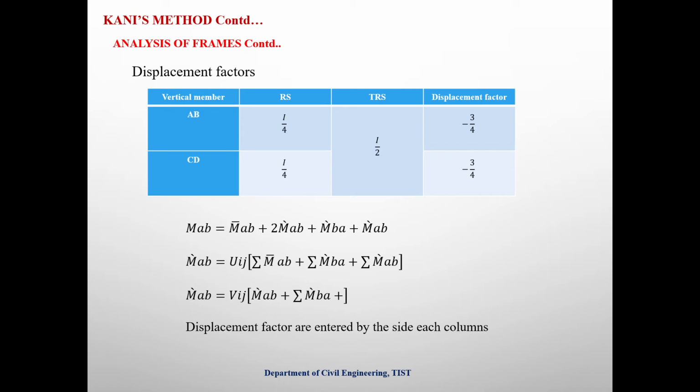The displacement contribution will be obtained by the displacement factor into the sum of the rotation contributions of that particular column plus, if there is any, the story moment. If there is any story moment, then how will you calculate it?